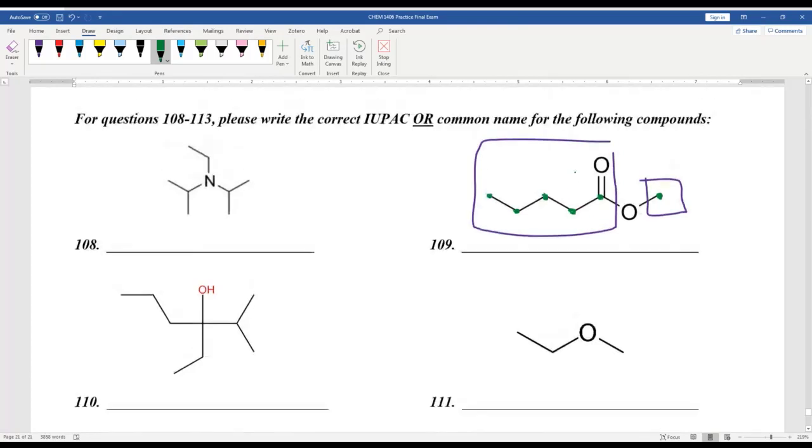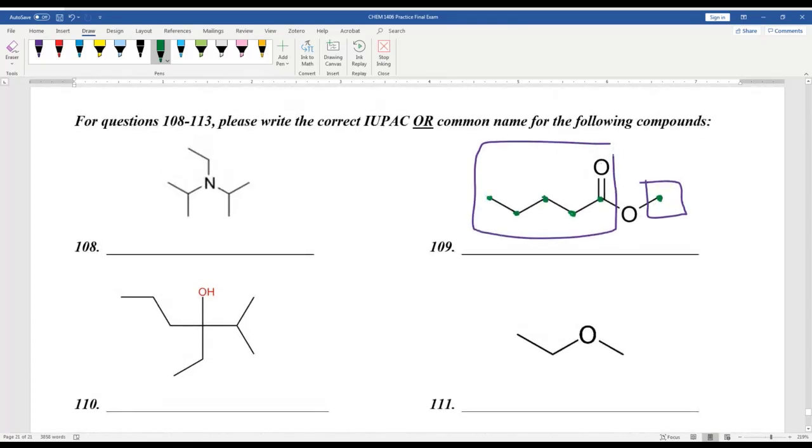Now, the more important side, I call it the more important. I guess, strictly speaking, it may not be a more important or less important side, but the more important side gets the ending of an ester. And the ending of an ester is O-A-T-E. That's the ending of an ester. And the more important side is the one with the carbonyl, the one with the double bond O.